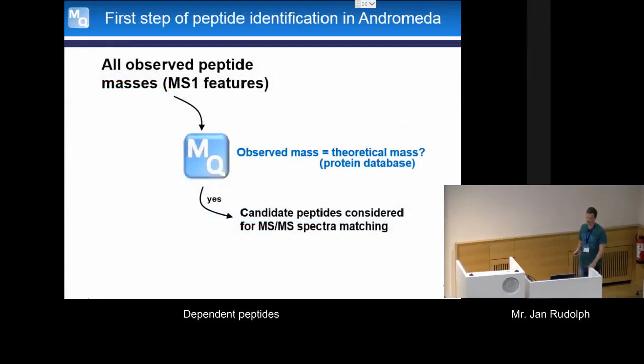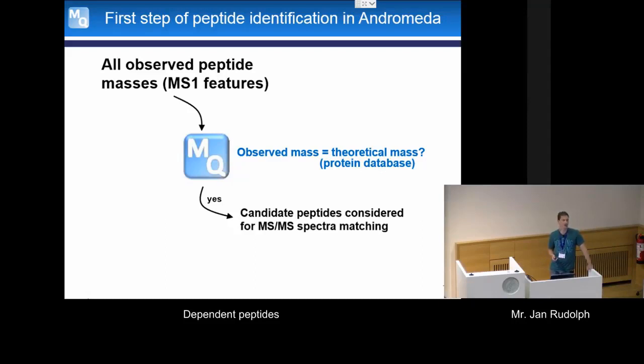Okay, so this is like a very brief overview of how the peptide identification works in MaxQuant. In the next talk, Petra will give you more details on this. But let's go along the pipeline. So we start with all our observed peptides, which are our MS1 features. So we have all the masses. And then we will try to match our observed mass to the theoretical mass, which is written in our protein database. So if we have an identical match within a small margin of error, we will consider this peptide for identification on the MS2 level.